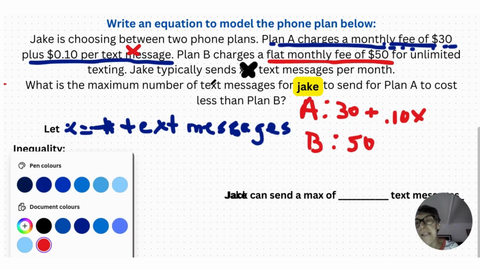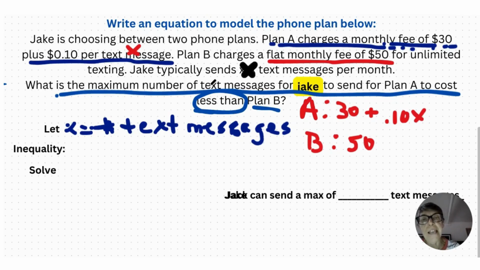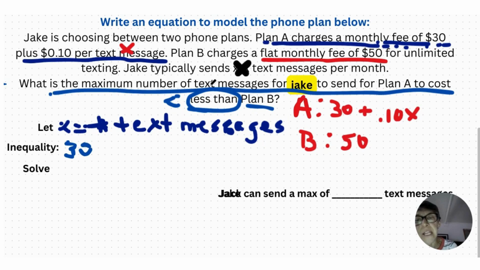So I need to know what is the maximum number of texts for Jake to send for Plan A to cost less than Plan B. And less looks like this. So my inequality is going to make Plan A, which we said was 30 plus 0.10x, to be less than Plan B, which is 50.